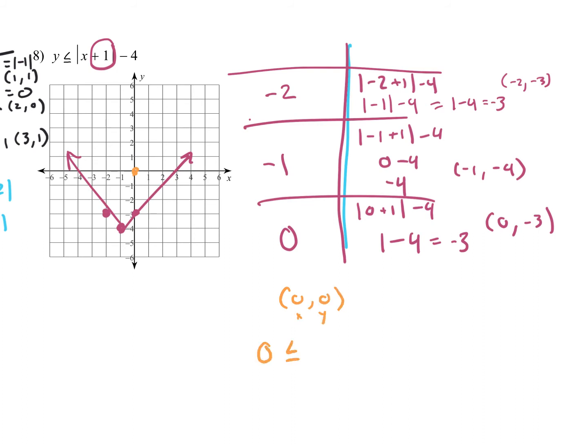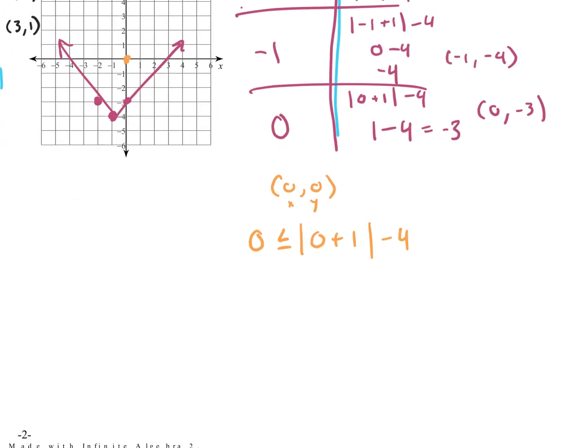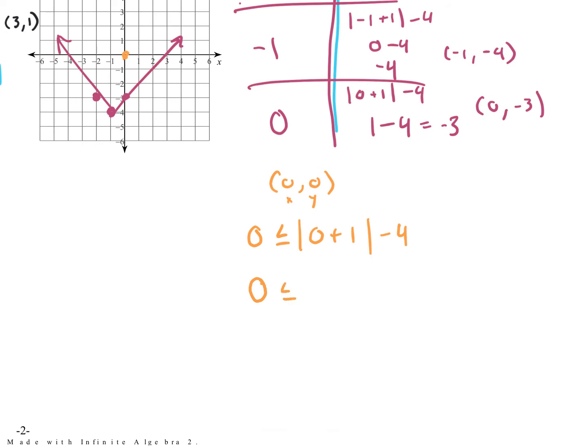0 is less than or equal to the absolute value of 0 plus 1, minus 4. I plugged in 0 here and got negative 3, so I know it's going to be negative 3, because this would be 1 minus 4, which is negative 3. Is 0 less than or equal to negative 3? No. So am I going to shade outside or inside the V? Outside.